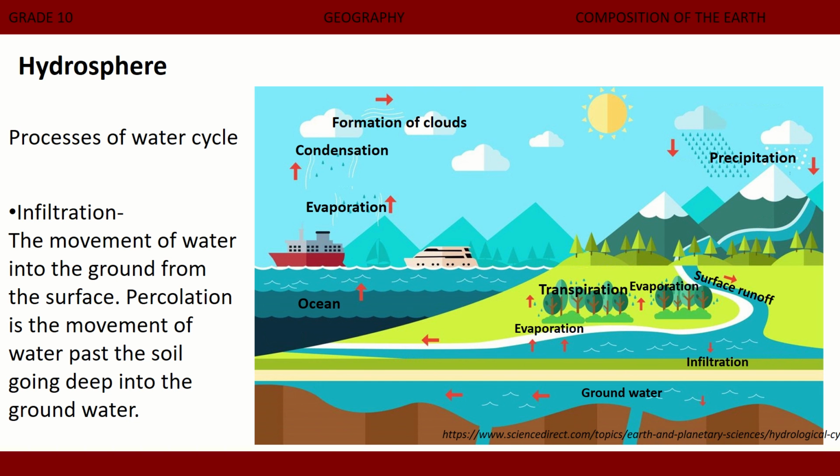Infiltration. The movement of water into the ground from the surface. Percolation is the movement of water past the soil going deep into the groundwater.